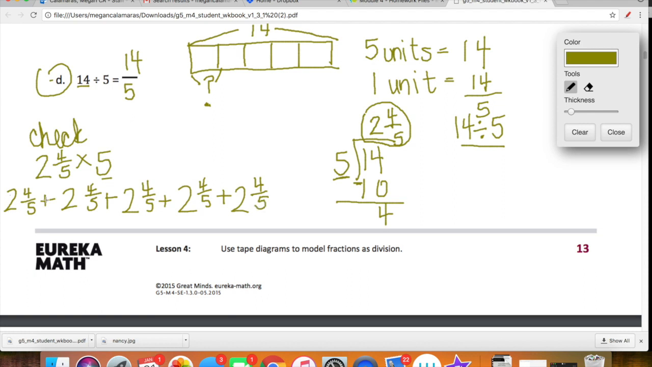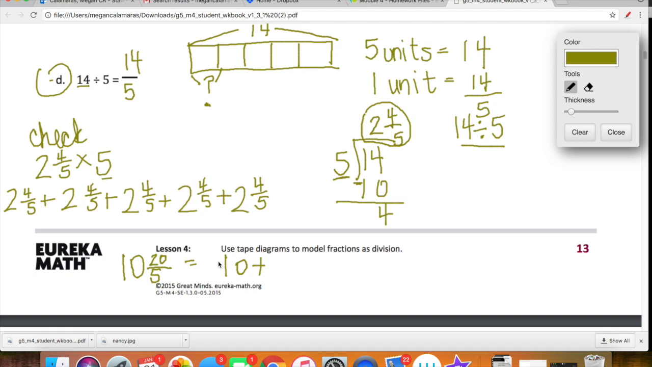So we have 2, 4, 6, 8, 10. Sorry, I got sidetracked. So that's 10, and then let's add our fourths. So we have 1, 2, 3, 4, 5 copies of 4, which is 20. 5 copies of 4 are 20 fifths. That is an improper fraction. Let's simplify that a little bit. We have 10, plus, let's simplify 20 fifths.